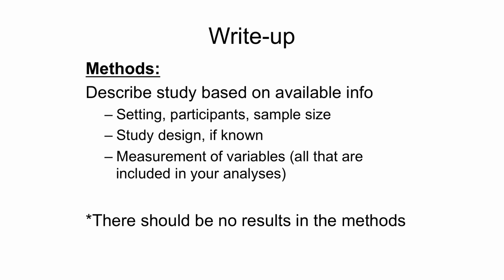The methods and the results are the parts of the write-up that are the most heavily weighted, as you can see in the marking rubric. This is not an exhaustive list of what should be included. There may be other things that should be included depending on your research question and the analyses conducted. This is more of a set of guidelines to help you determine what you should include in your write-up. So you want to describe the study based on the available information. This includes descriptions of things like the setting, participants, sample size, study design, and the measurement of variables that are included in your analyses. There should be no results in the methods section.